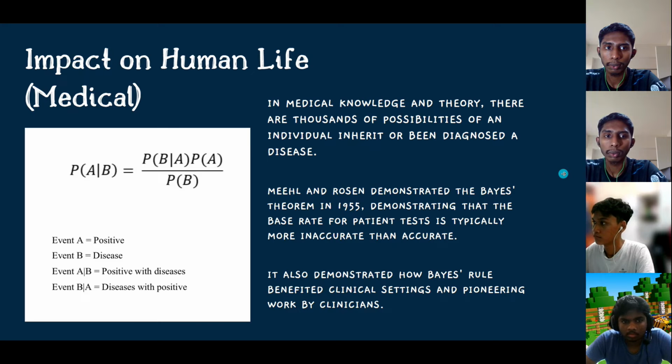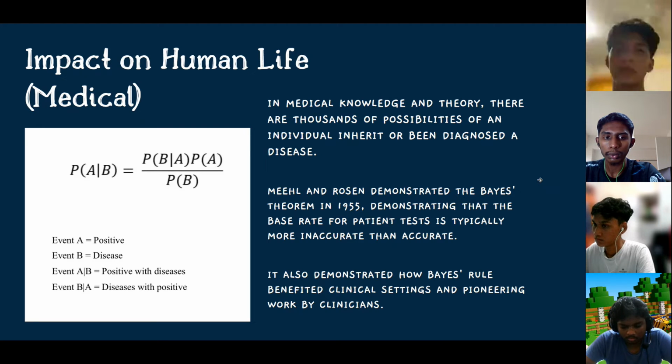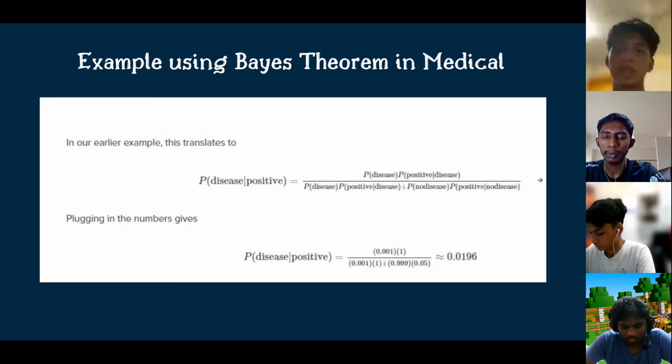There are thousands of possibilities of an individual inheriting or being diagnosed with a disease. May and Rosen demonstrated the Bayes theorem in 1955, demonstrating that Bayes for patient tests is typically more inaccurate than accurate. In the theorem formula, event A given B is disease, event A given B is positive with disease, and event B given A is disease with positive. There is an example using Bayes theorem in medical.